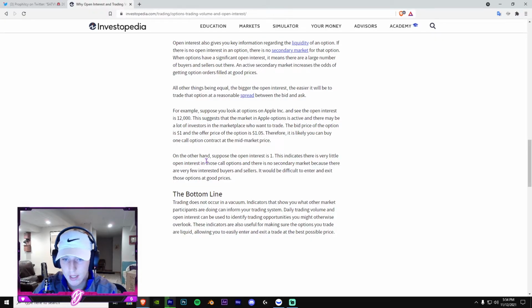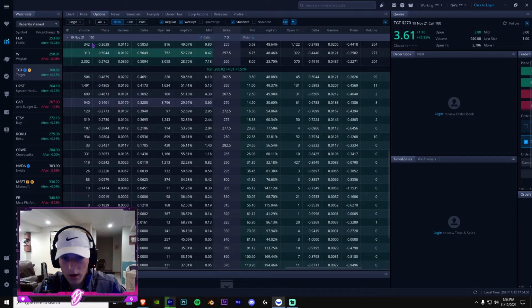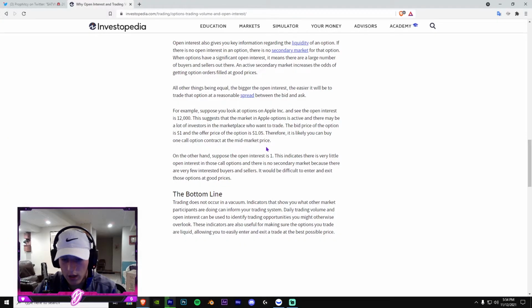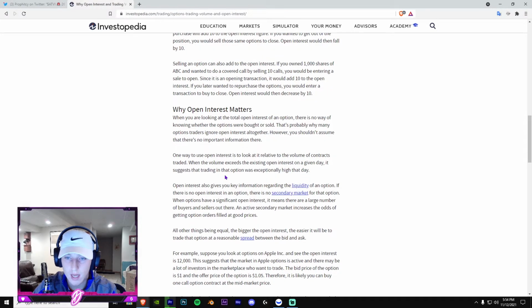And then it says, on the other hand, suppose the open interest is 1. So basically that means like the open interest right here, pretend it goes from 3,000 to just 1. That indicates there is very little open interest in those call options, and there's no secondary market because there are very few interested buyers and sellers. So that makes it difficult to enter and get a good fill price.